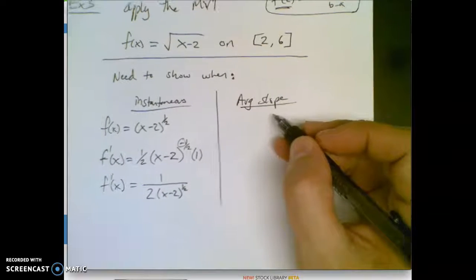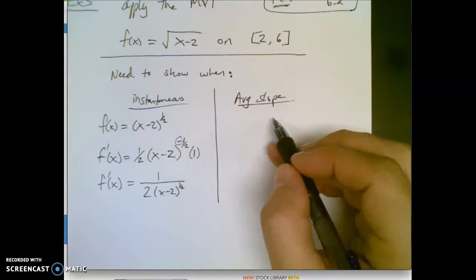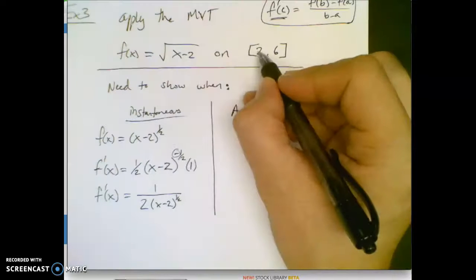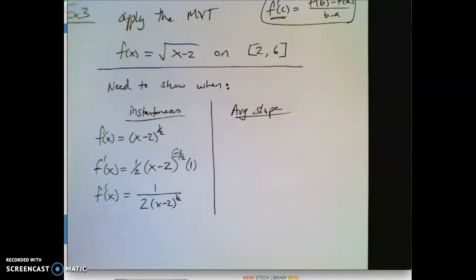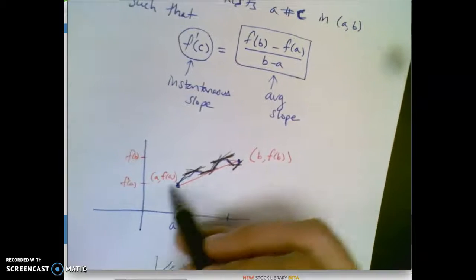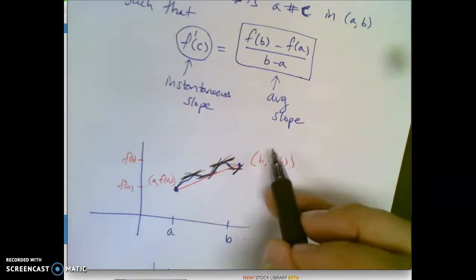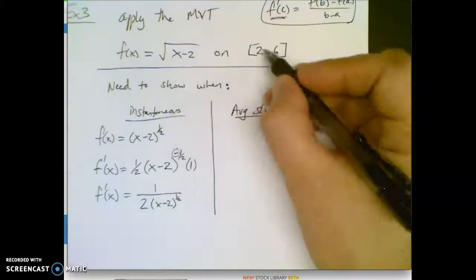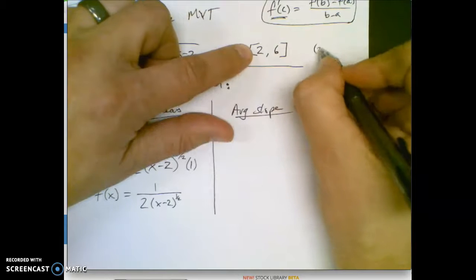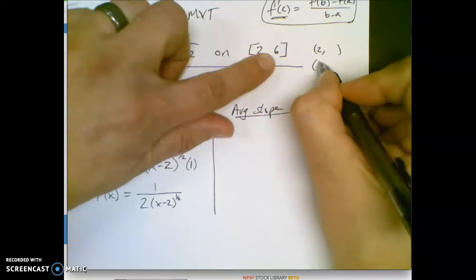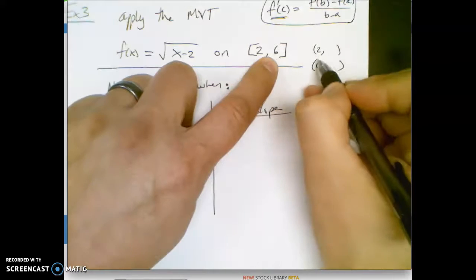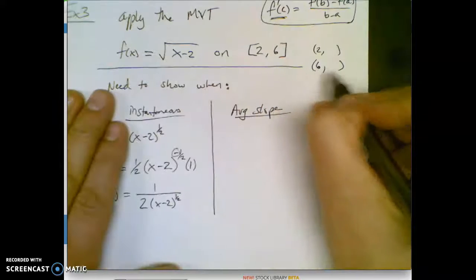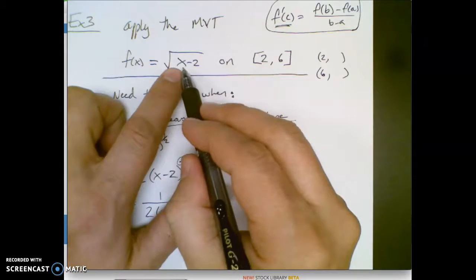My average slope, I have to find with an x and a y point. So right now, when you see this, remember how I drew the picture and I'm like, okay, if you start here and you end here, there's the x part and the y part. Well, you have two x parts, 2 and 6. That's the starting point x, and that's the ending point x. How do you find the y's? I don't know, you just plug it in, right?